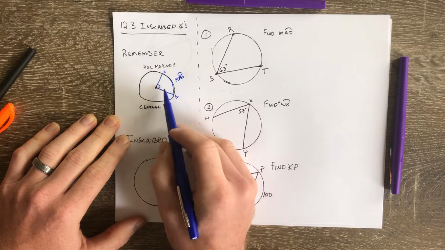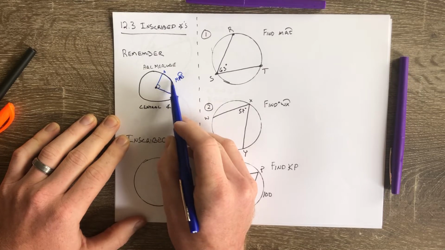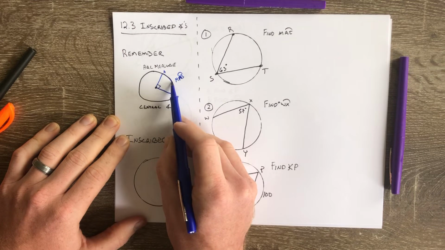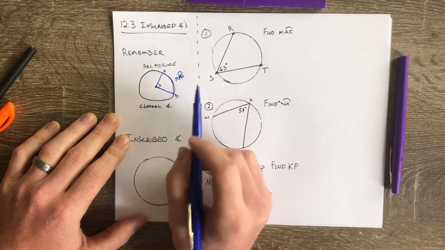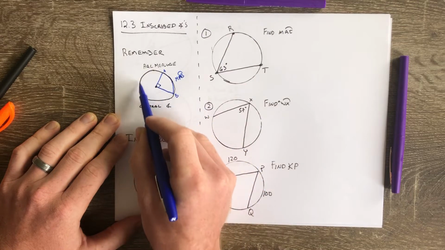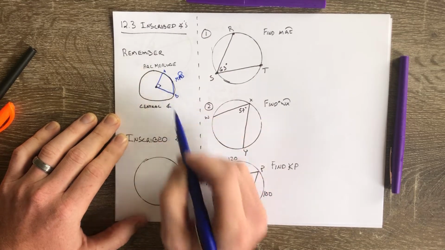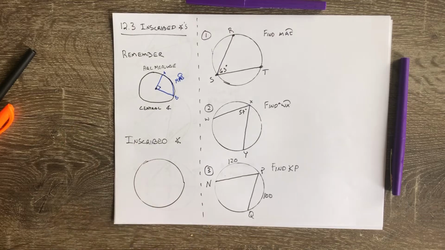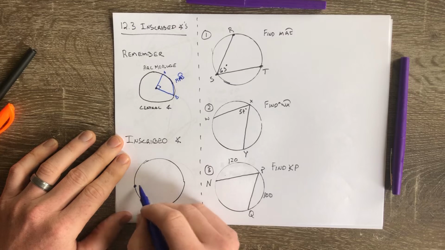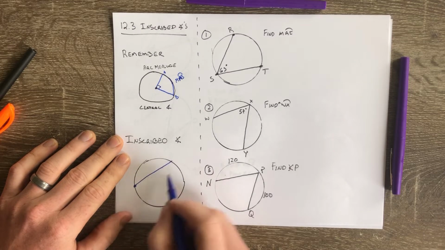So the arc opposite the angle is always going to be the same measure. If this is 60 degrees, this is going to be 60 degrees for the arc measure. If this is 100 degrees, this is going to be 100 degrees. And then also remember that the whole circle has an arc measure of 360 degrees, right?